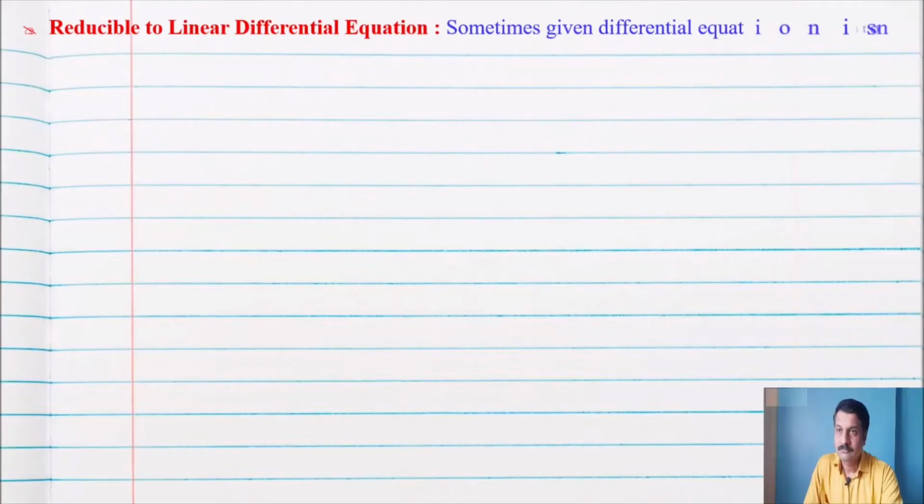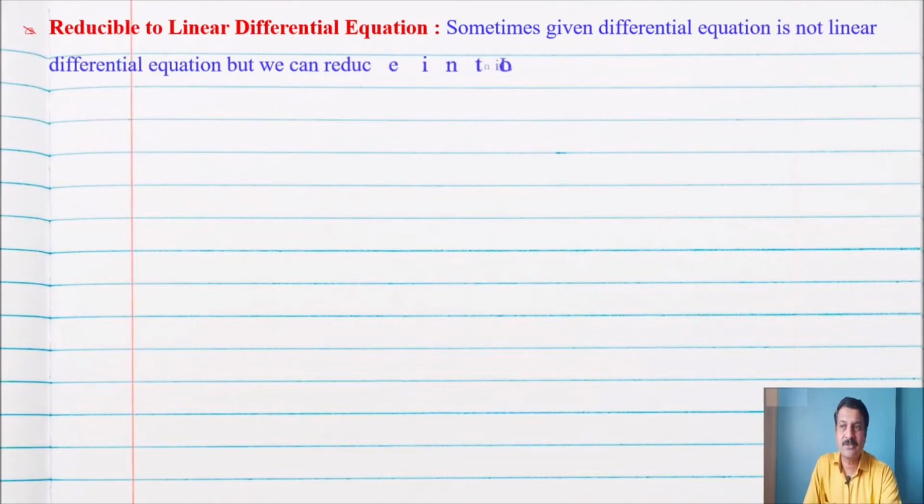So sometimes the differential equation is not a linear differential equation, but we can easily convert it into a linear differential equation. So what is that format? There are two types. One is Bernoulli's linear differential equation and second is f dash of y dy by dx plus p into f of y equal to q. So one by one we will see here. Reducible to linear differential equation. Sometimes the given differential equation is not linear, but we can reduce it into a linear differential equation.